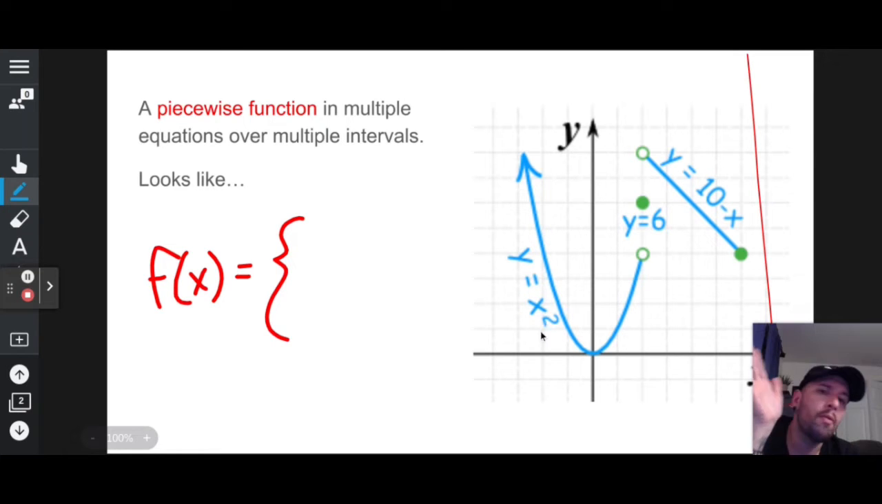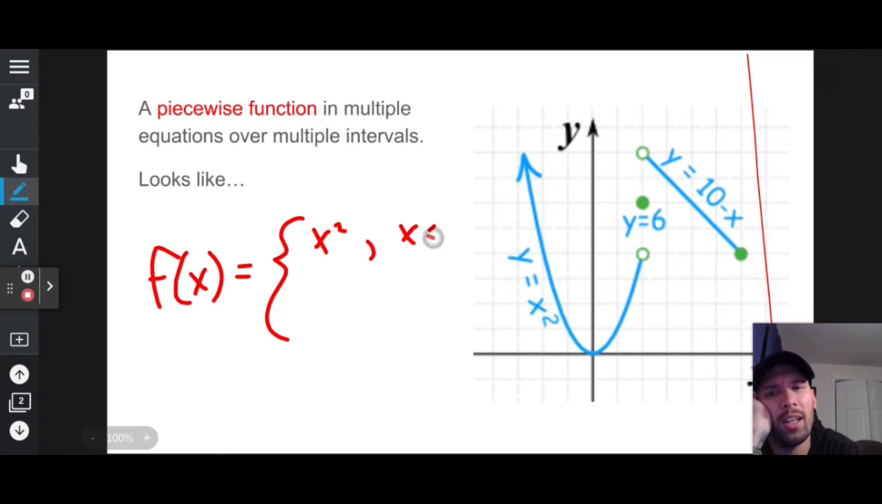One of the things, and you've never learned parabolas in Algebra 1 yet, but I'm throwing this in there. f of x is going to equal x squared, but this only happens for everything smaller than 2. So it's going to be x squared for all values less than 2. What this is saying is I'm going to graph x squared for all the x values smaller than 2.